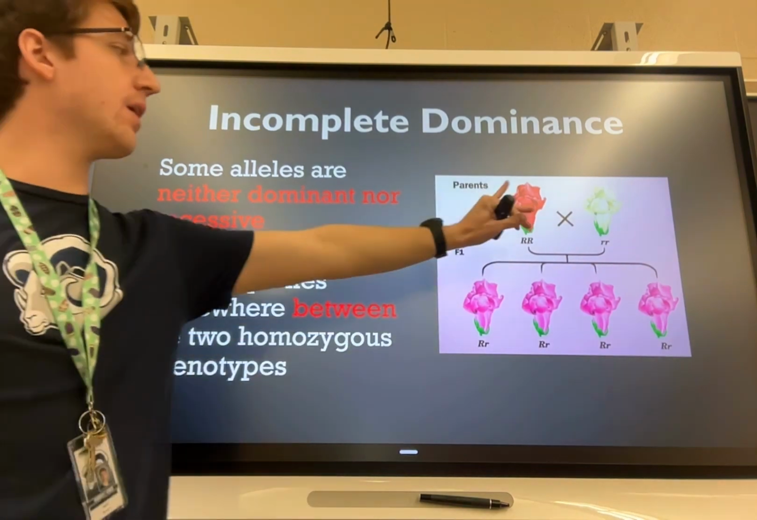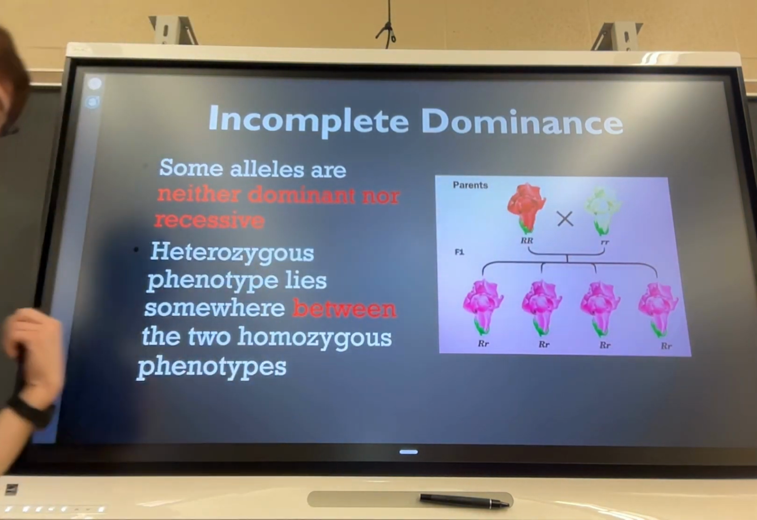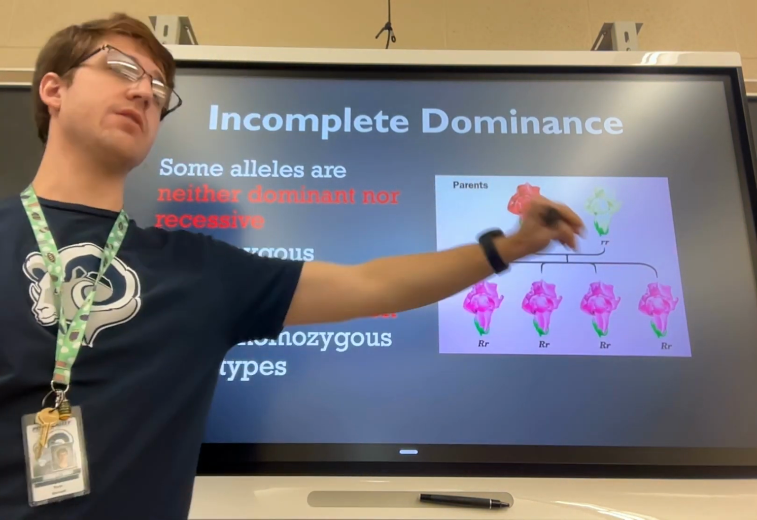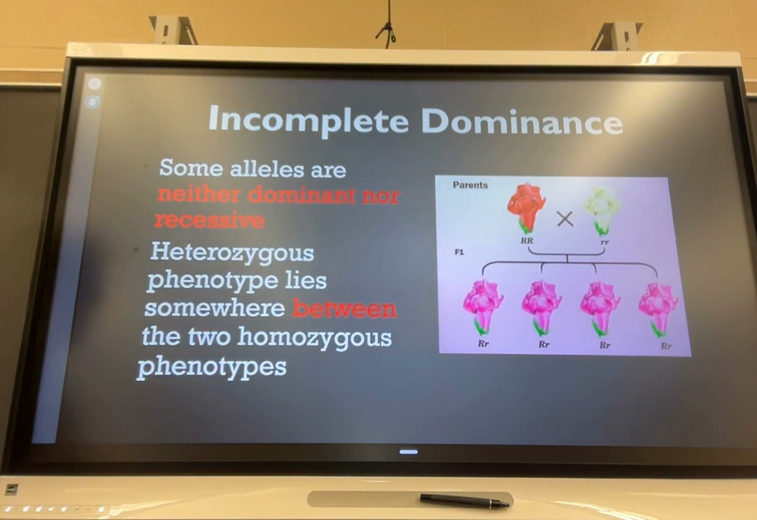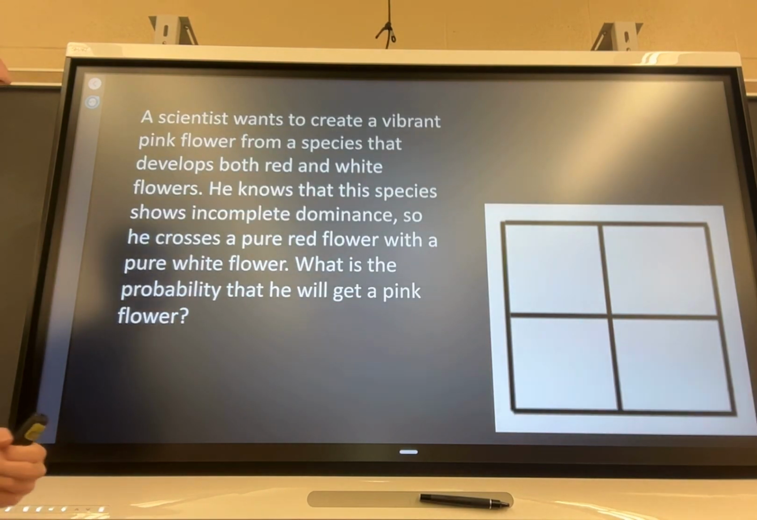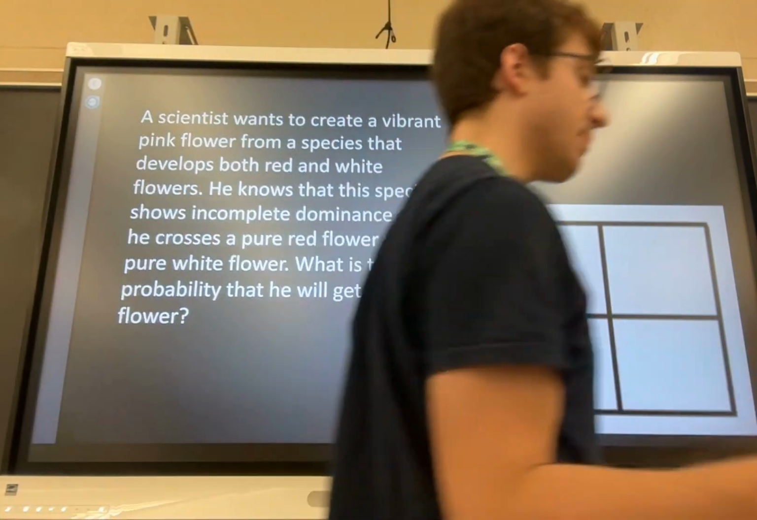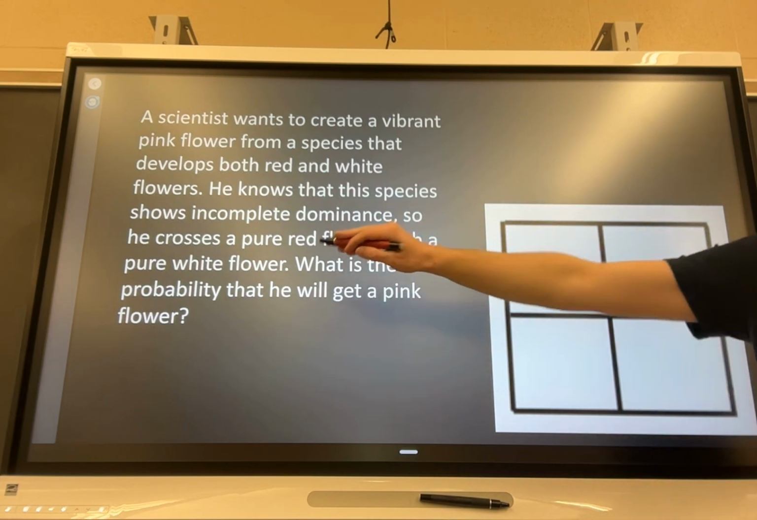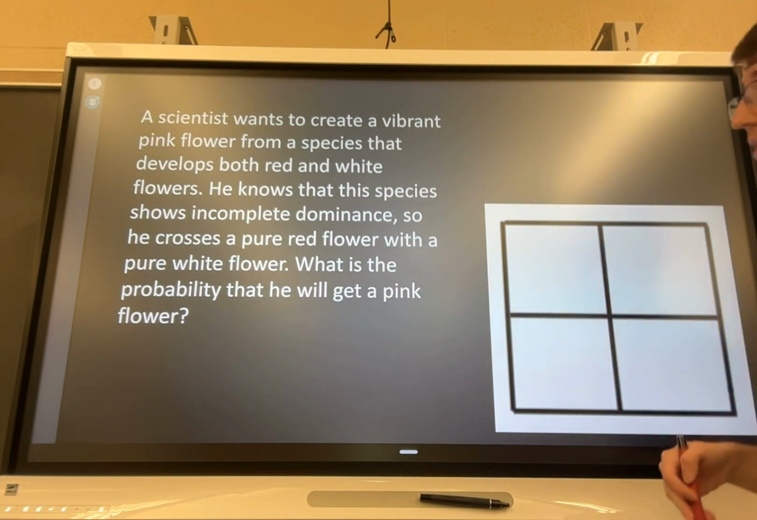So we have a red parent and a white parent. Normally, with complete dominance, we would have the red one overpower the white one, and all of these offspring would be red. But in this case, that's not what's happening. We have 4 chances of getting a pink offspring. So we cross the red and the white to get pink. If we wanted to create a flower species that develops pink flowers, we start with a pure red and a pure white. We have incomplete dominance. We cross a pure red with a pure white. What's the probability that we get pink?